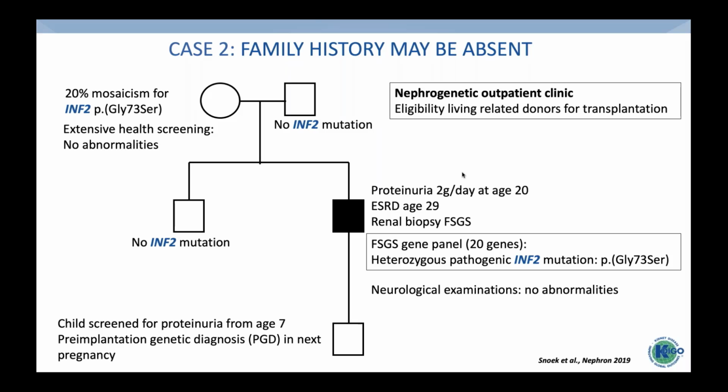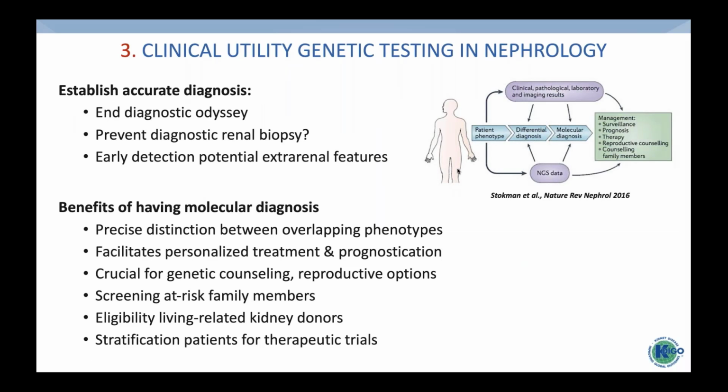So the child of this patient will be screened for proteinuria from the age of 7. And of course, when he's old enough, we can do genetic testing in this patient too. And for the next pregnancy, there are possibilities now to do genetic testing either by prenatal diagnosis or by pre-implantation genetic diagnosis. And the patient and his wife chose the latter.